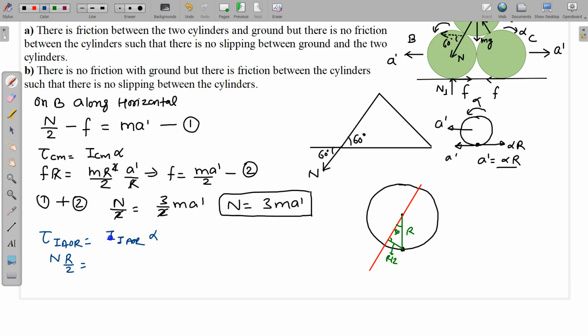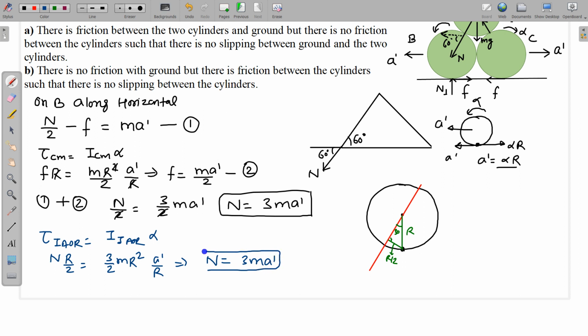What is moment of inertia? Moment of inertia will be about this. This is mr square by 2, and about this we have to add mr square according to parallel axis theorem. So this will be 3 by 2 mr square. This is very easy. 3 by 2 mr square, and alpha is equal to a dash by r. So from this also we can write N is equal to 3 m a dash.